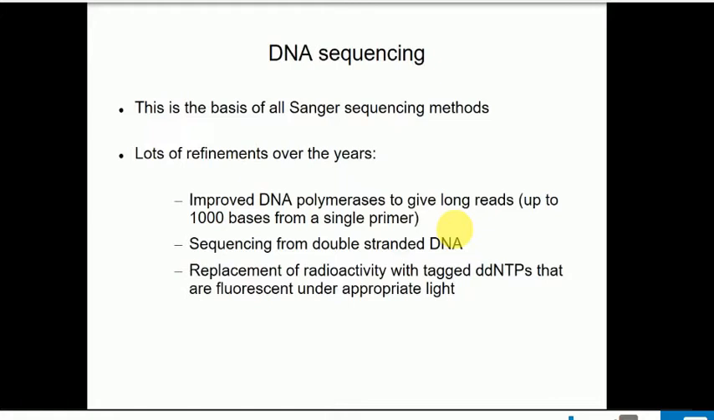A lot of modern sequencing methods incorporate PCR steps as well to amplify up the product. You don't need to make single-stranded DNA. So in the early days of DNA sequencing, everything had to be prepped, cloned into a single-stranded bacteriophage and propagated to get single-stranded DNA for sequencing. You don't need to do that anymore. You can sequence double-stranded DNA.